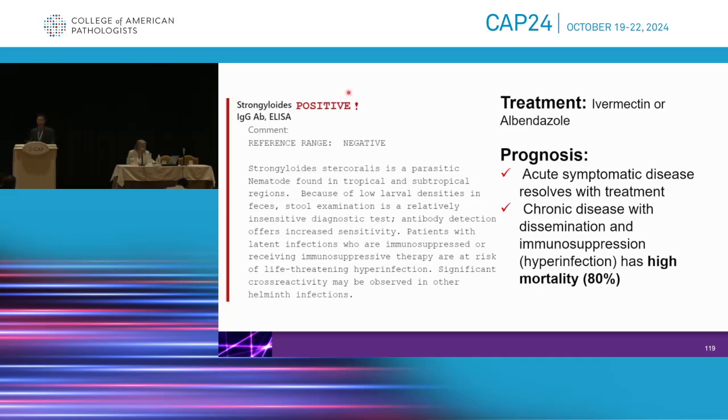Why is it very important to recognize this? You can see the note from the test. If this patient has an indolent infection, also called latent infection, the patient is okay. But whenever the patient becomes immunosuppressed, for example, a patient with an organ transplant, or a patient with cancer getting chemotherapy, at that time the patient will develop a hyperinfection. When you have the hyperinfection, the mortality rate is very high, more than 80%. At that time, the treatment may not be effective. So that's why it is important to recognize and alert the clinician to do the test.